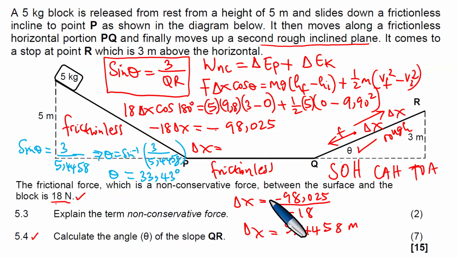That is the angle here, theta. The angle of theta is actually exactly 33.43 degrees. We got it. We got the angle. And move on to the next question.